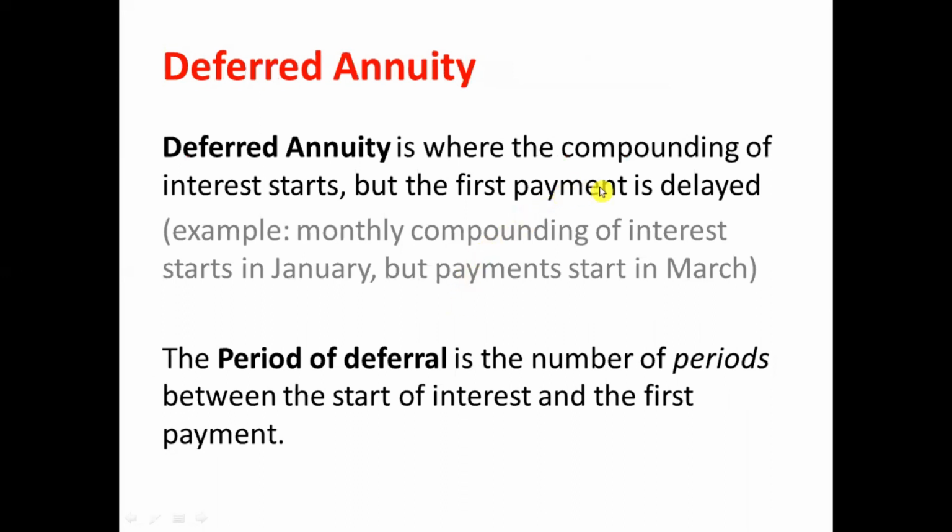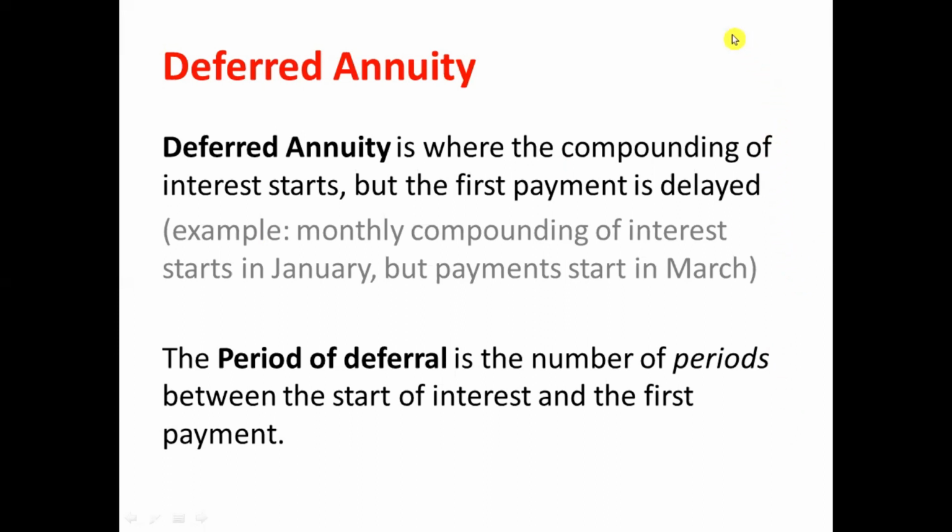Now, for a special kind of annuity naman, which is deferred annuity. So, a deferred annuity is where the compounding period of interest starts, but the interest payment is delayed. So, may gap between the compounding of interest tsaka sa first payment. An example is, monthly compounding of interest starts in January, but the payments start in March.